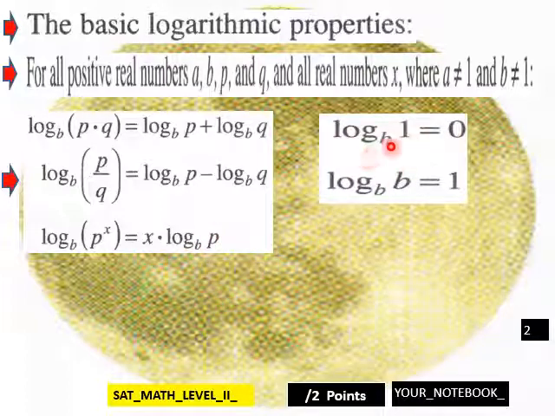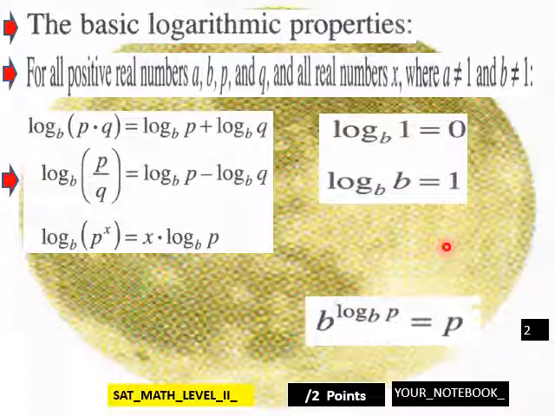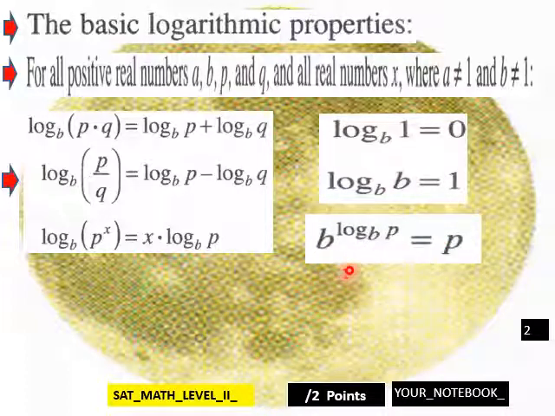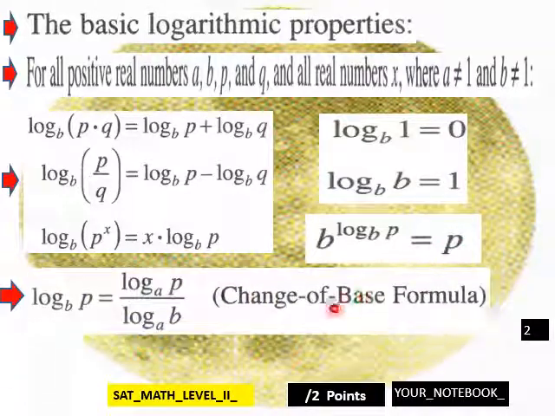And then log base b of 1 will equal 0, because b to the 0 power will equal 1. And then log base b of b will equal 1, so b to the first power will equal b. Then b to the log base b of p will equal p. This base will cancel with this log base b, and your p will drop down, and it will equal p.